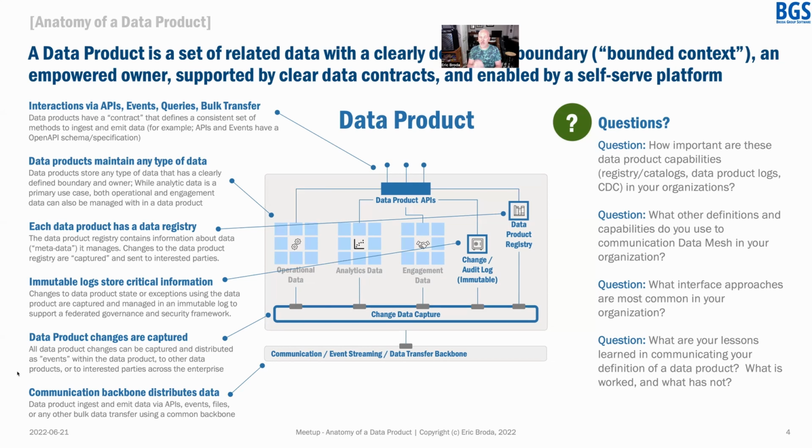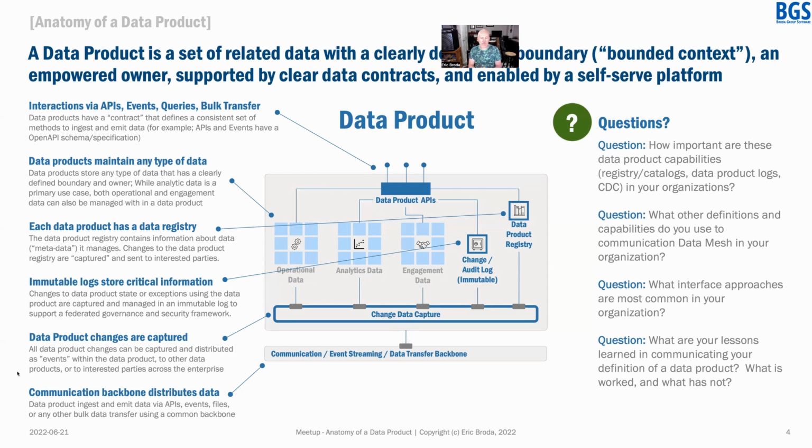On the right-hand side of the page, here are a few things just to start the discussion. How important are each of these data product capabilities? Are some more important than others? Do all data products have a registry, or do they all need a log? So what is your experience? Is CDC a core piece of data products in your enterprise? Second question, what other definitions and capabilities do you use as you communicate data mesh in your organization?